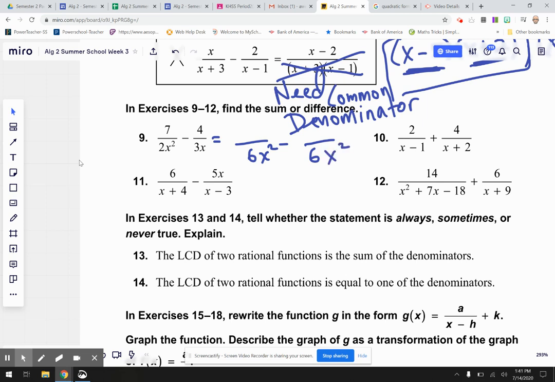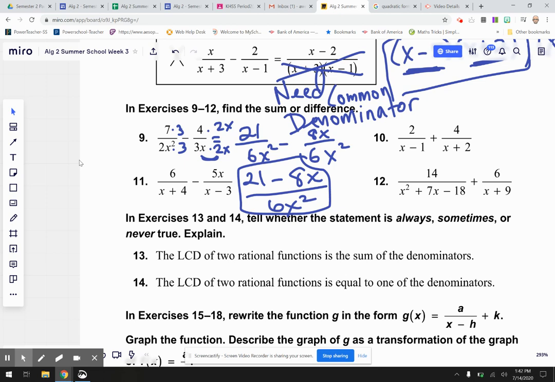So this first fraction, I'm just going to multiply them both by 3 and get 21. The second fraction, I'm going to multiply them both by 2 and an x, because that will give me my 6x squared. So I've got to do 2x up here, which is 8x. Now I have a common denominator, so I can just add the top numbers. 21 minus 8x over 6x squared. And that could be added together.